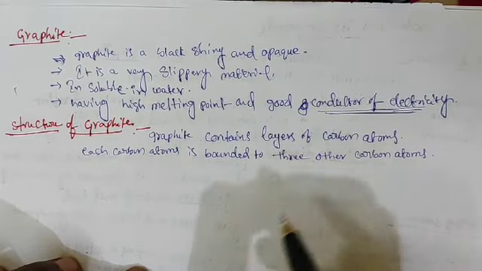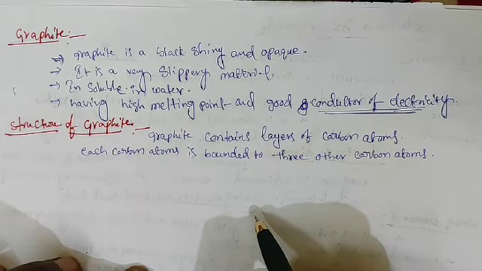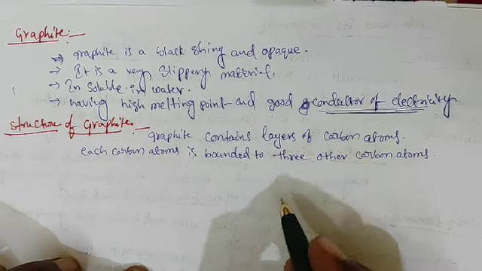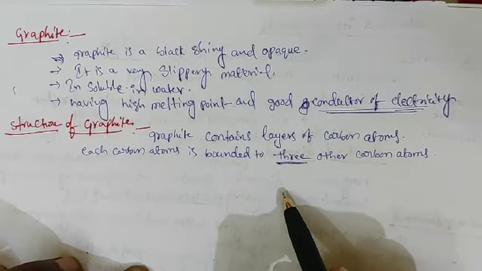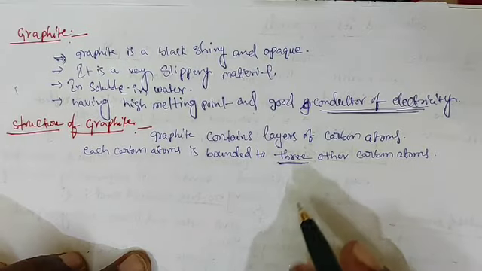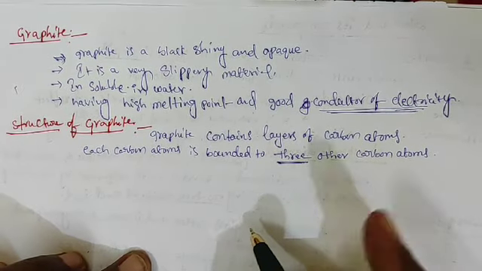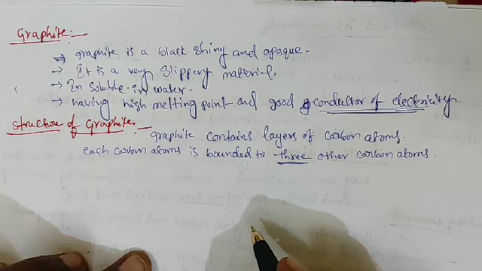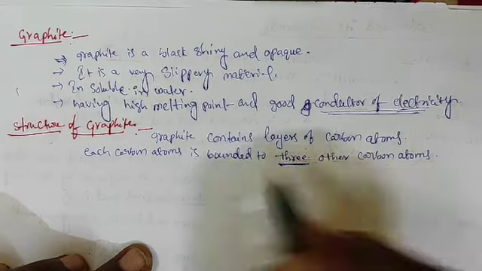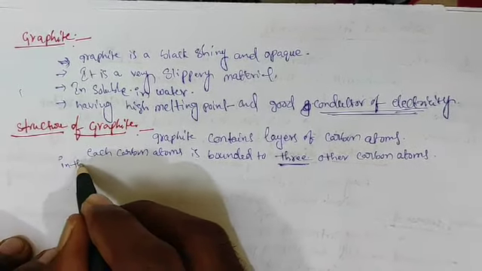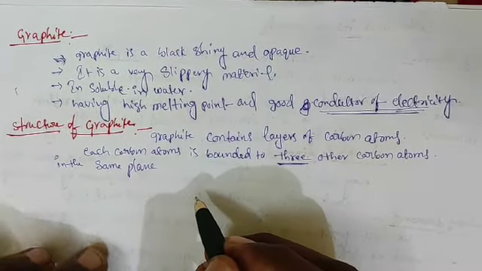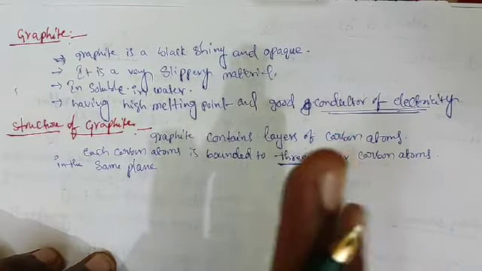It will conduct electricity. Diamond doesn't conduct electricity, but graphite conducts electricity because a free electron is there. Only 3 bonds, each carbon attached to 3 bonds. So the remaining one electron is free, so that only it conducts electricity. Okay, 3 other carbon atoms in the same plane. All are in the same plane. Okay.